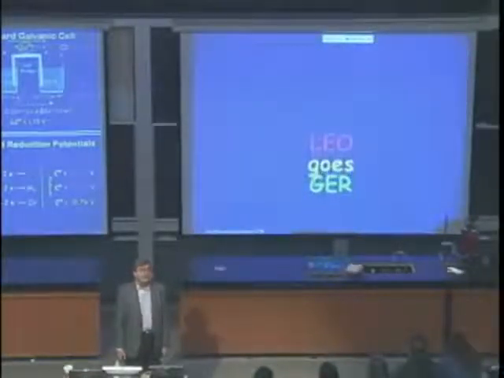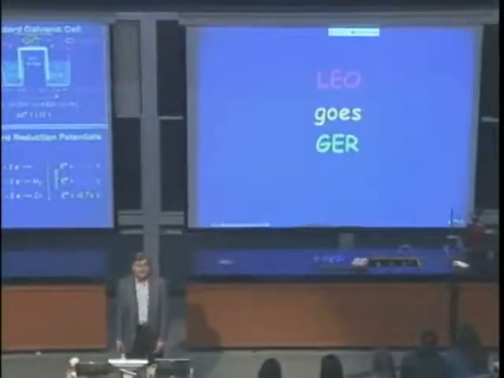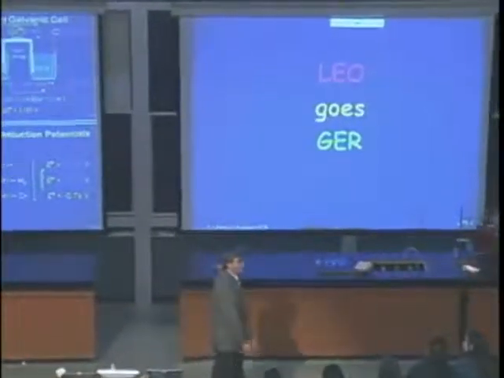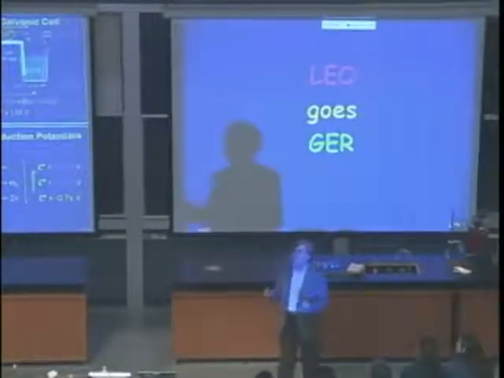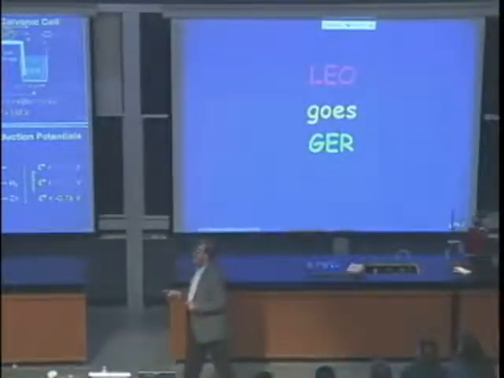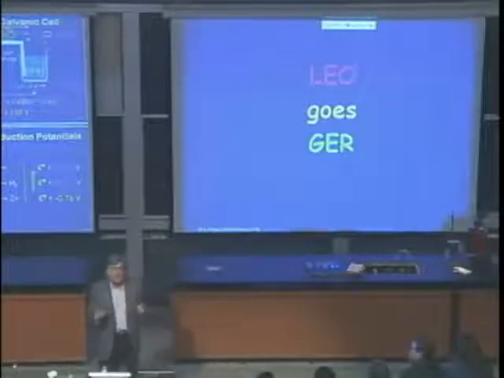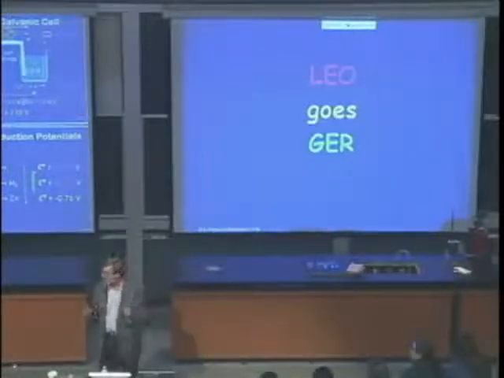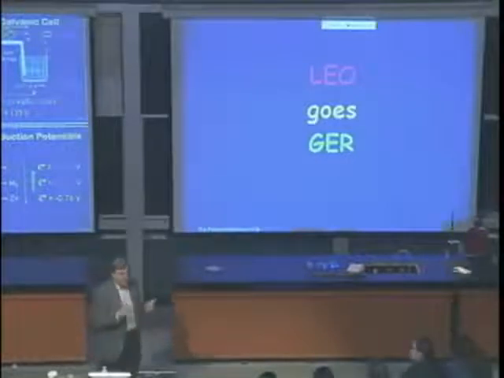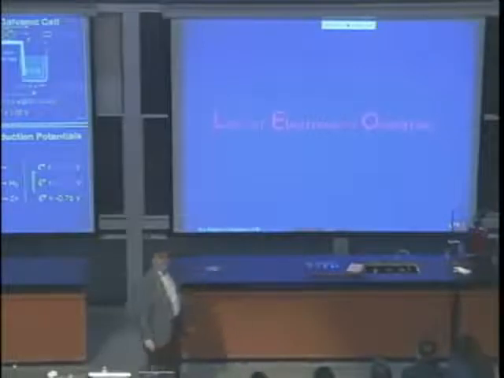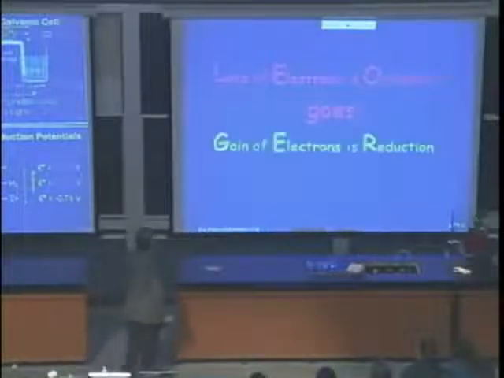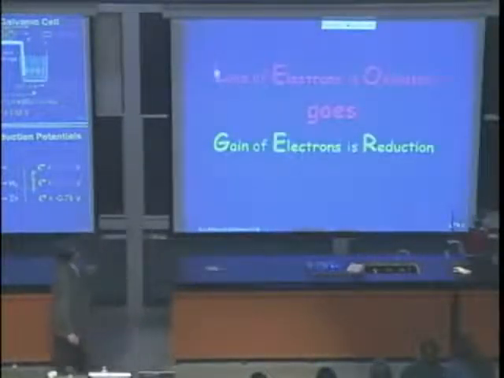Leo goes grrr. No, your professor has not lost his marbles totally today. That's a mnemonic, Leo goes grrr. Have you ever heard that before? That's what it means here. Loss of electrons is oxidation. Leo. Loss of electrons is oxidation. Goes grrr. Gain of electrons is reduction. Leo goes grrr. Gain of electrons is reduction.